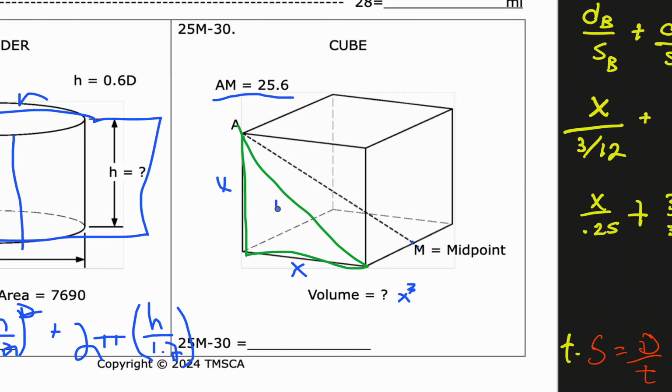And so this would become square root of x squared plus x squared.